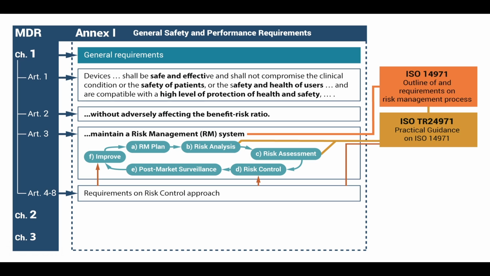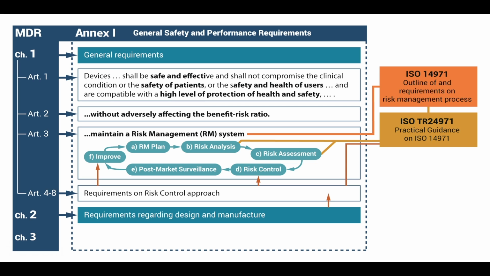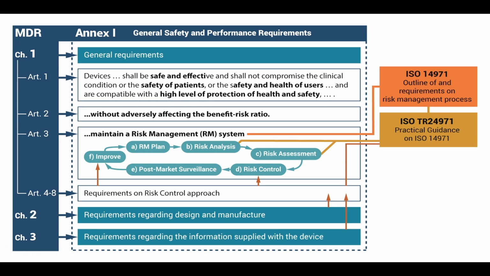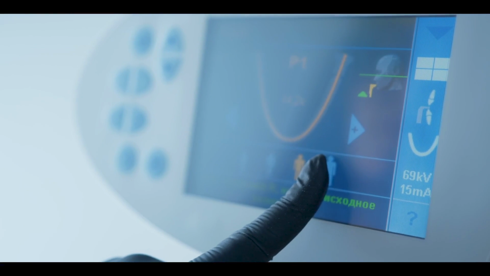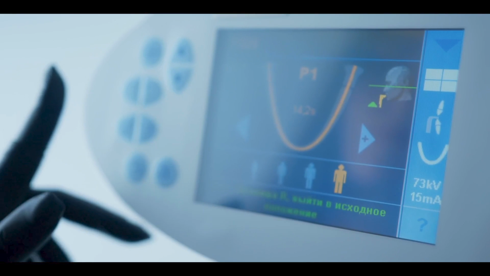Already during the development of your device, Chapter 2 helps you with designing your device itself as safe as possible. But risks and control measures are not only about the device itself. No, it's also about the information supplied with the device, such as user manuals, repair manuals, interfaces, and even the labels on the packaging box around your device.